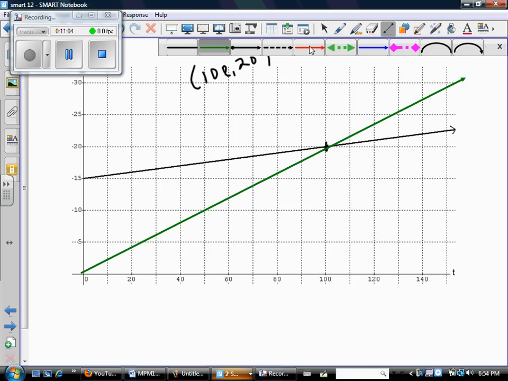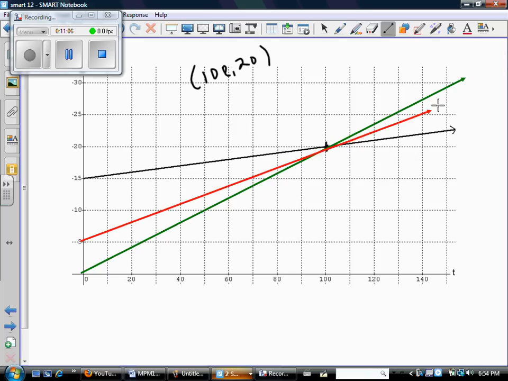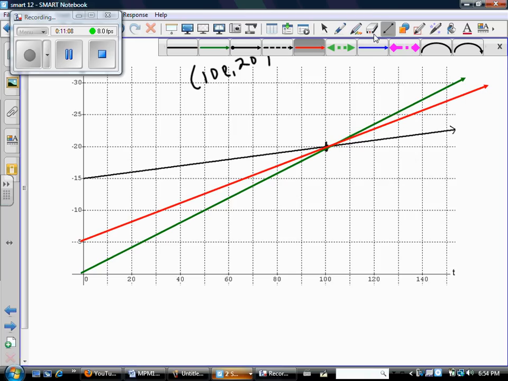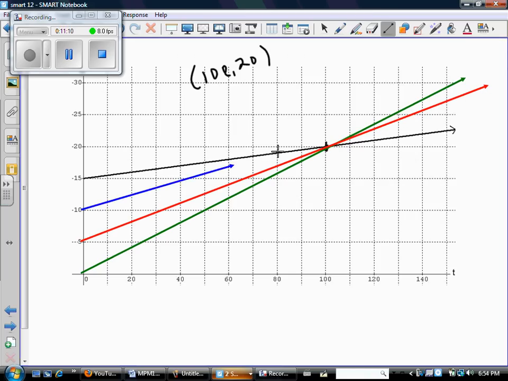Certainly, again, it's not the only one. I could have started at 5 minutes and drawn a line like this. I could start at $10 and draw a line like this. I could start anywhere down here. And as long as I pass through this point, I'm going to have a good line.